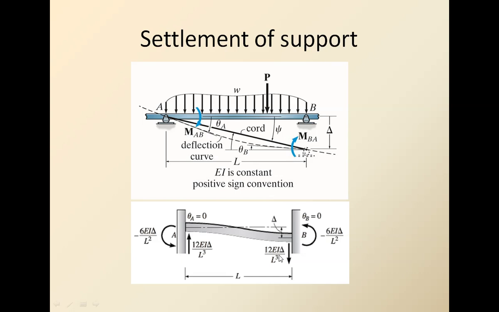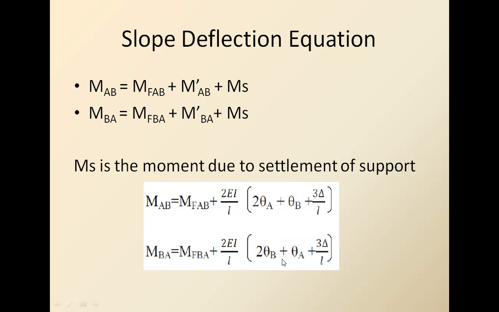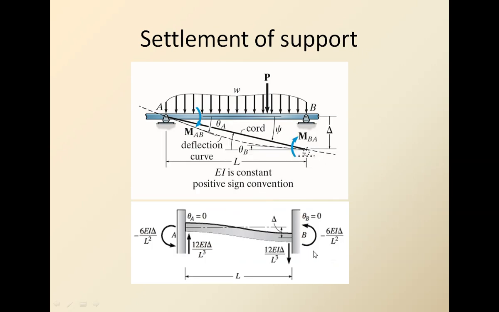Now in this slope deflection equation, you have to add the moment due to settlement of support. So in this case, the right support settles, which induces an anticlockwise moment at both ends, which is negative. So whenever the right support settles, it induces anticlockwise moment. Sometimes the left support also may settle. In that case, the moment induced is positive, clockwise direction.